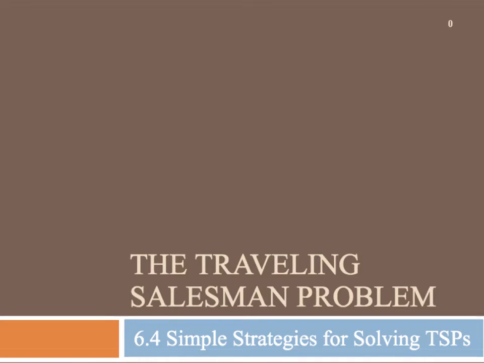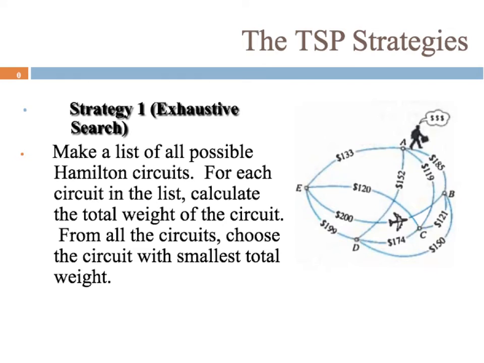In this section, we'll talk about some good strategies to use for solving these traveling salesman problems with the use of our knowledge of Hamilton circuits and Hamilton paths. Alright, here's strategy one, exhaustive search. It's basically what it sounds like. You're just going to make a list of all the possible circuits, and for each one you're going to calculate the total weight. From all the circuits, choose the circuit with the smallest total weight.